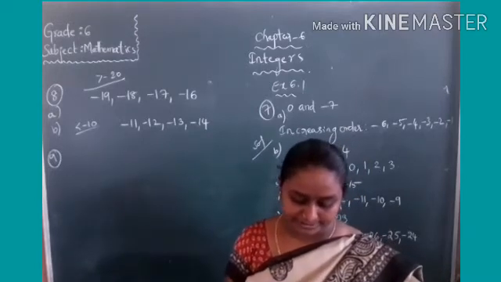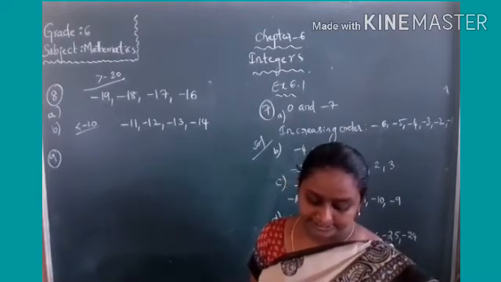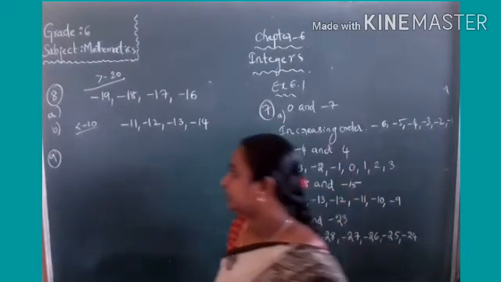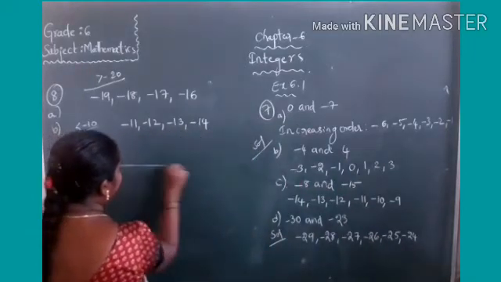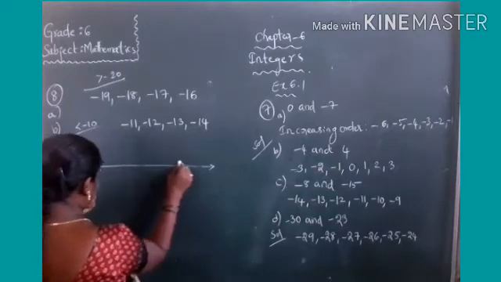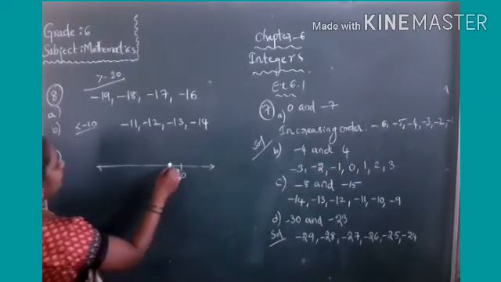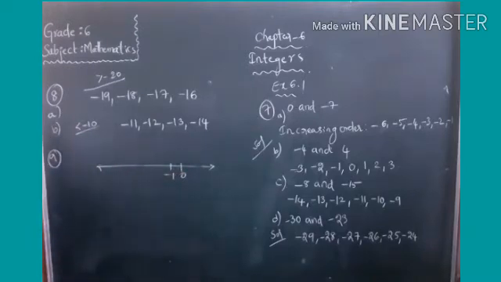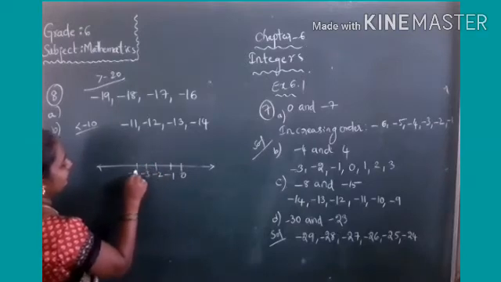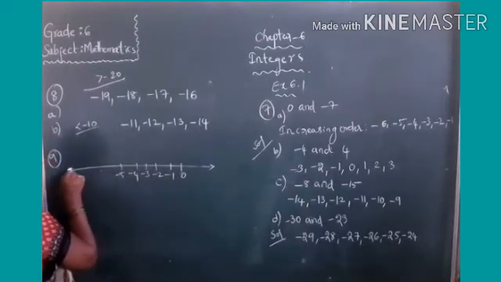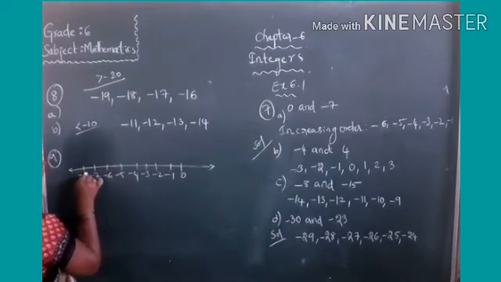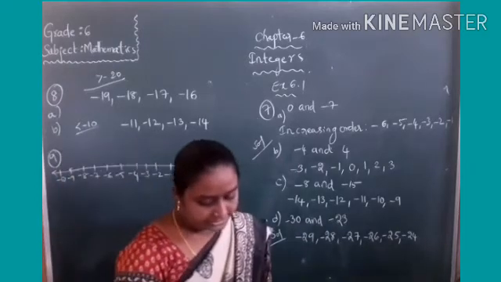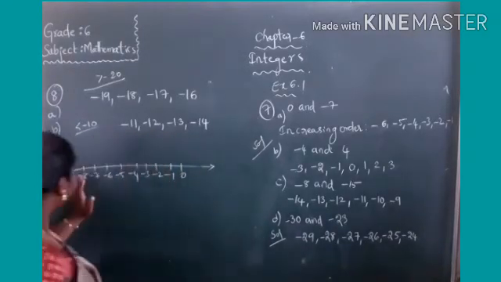Correct the statement. First one: minus 8 is to the right of minus 10. So check once, minus 8 and minus 10. Here both negative integers are on the left side of 0. So that is minus 1, minus 2, minus 3, minus 4, minus 5, minus 6, minus 7, minus 8, minus 9, minus 10. Here minus 8 is to the right of minus 10.